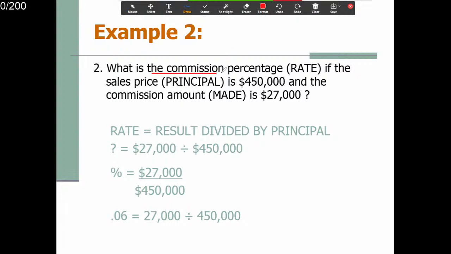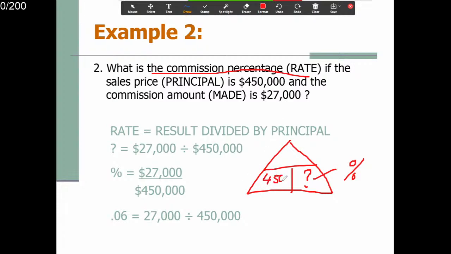What is the commission percentage rate? Let's try our triangle again. They want to find out what your percentage rate is. They are asking about your commission percentage. If the sale price is 450,000, 450K, and the commission amount made is 27,000, you earned 27,000 in commission and sold the house for 450,000, so what is your commission rate?